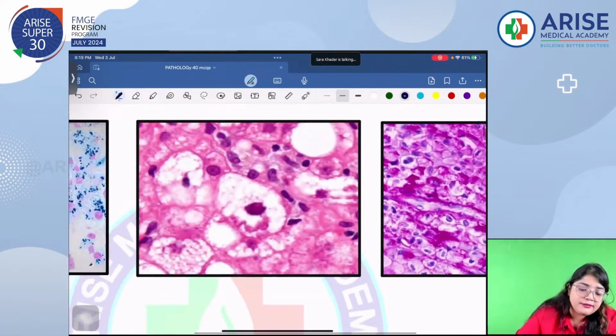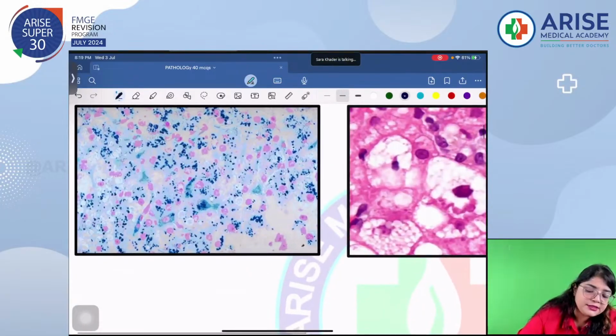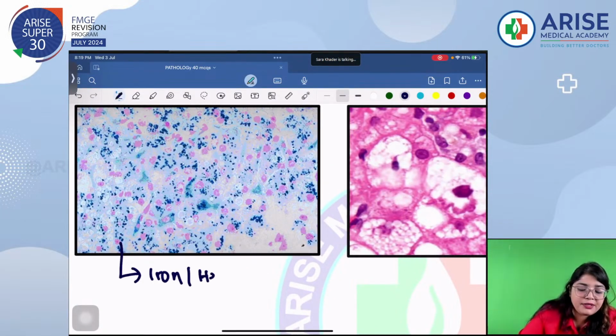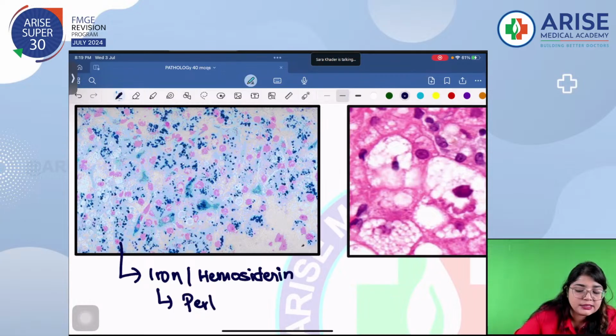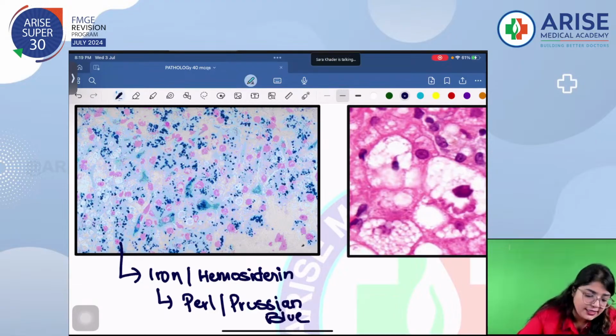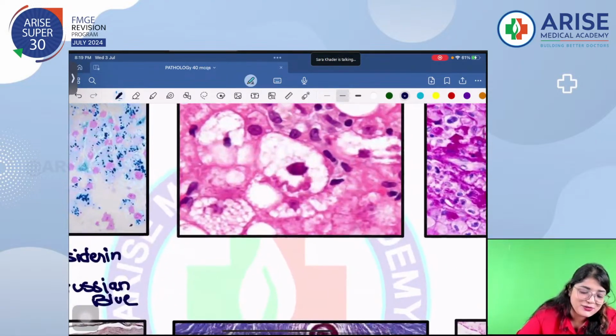What about this one? This is very, very famous. So this is nothing but iron or hemosiderin. It can be iron or hemosiderin. And how do we stain it? With the help of Perls, Prussian blue. Yes, thank you.